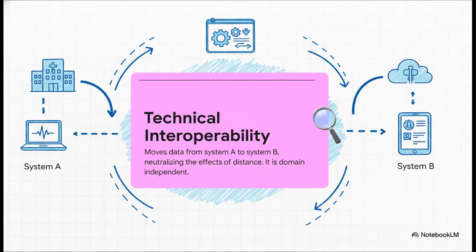At the very bottom layer, you've got what's called technical interoperability. All this means is getting the data from point A to point B. It's basically the digital postal service. It delivers the letter, but it has zero idea what the letter says. For that data to actually be useful, both systems need to be speaking the same language.